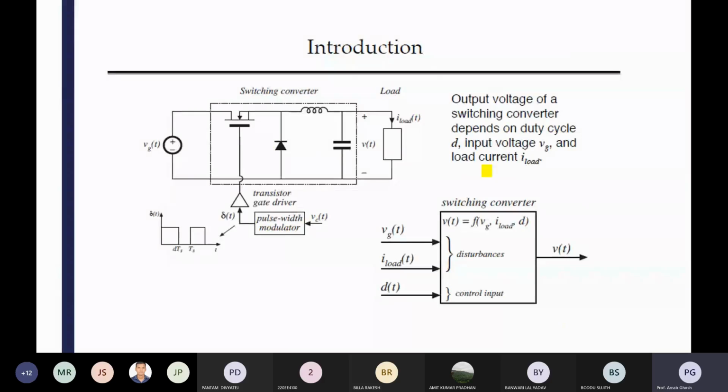Then that portion I discussed in my last class, that introductory part, was there. Okay, so pulse width modulation, how it will work, I have already discussed. On the input side, you are giving the disturbances like input voltage and load current, and you can also give control inputs, that is the duty disturbance.